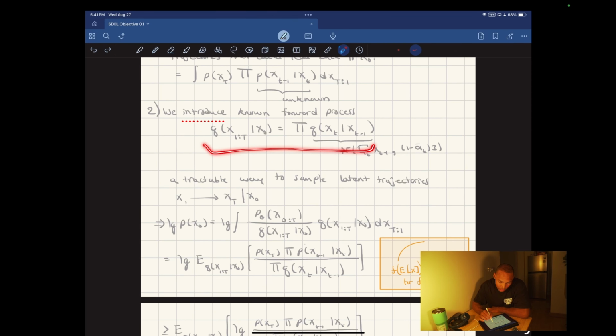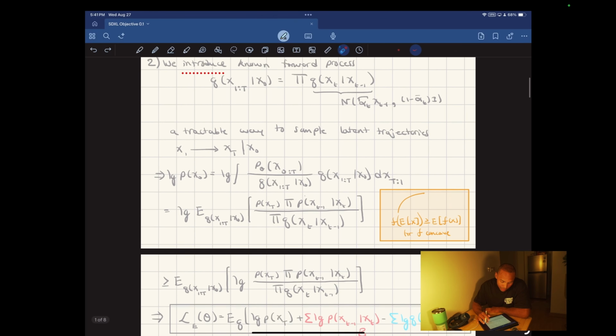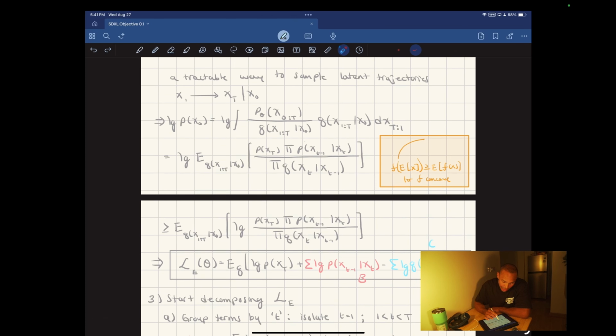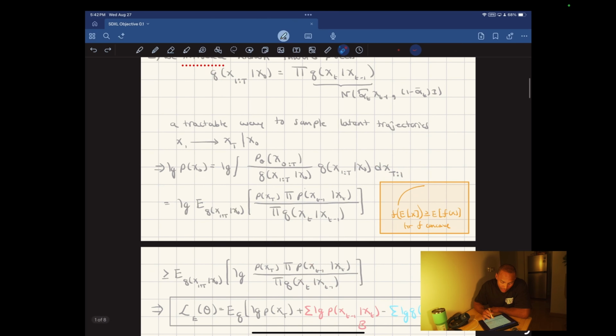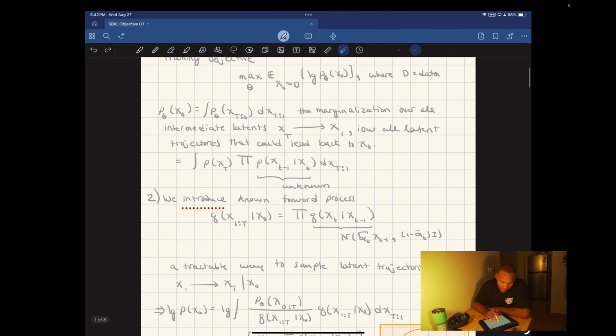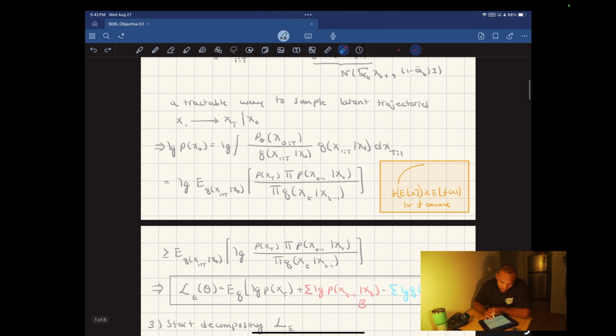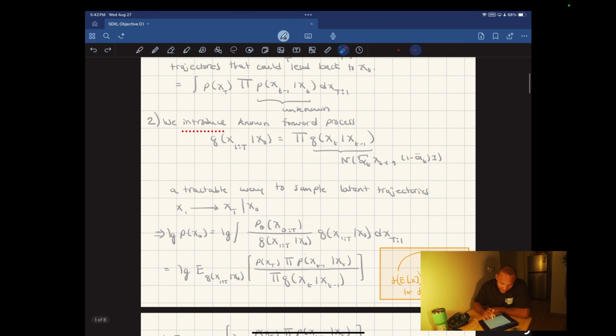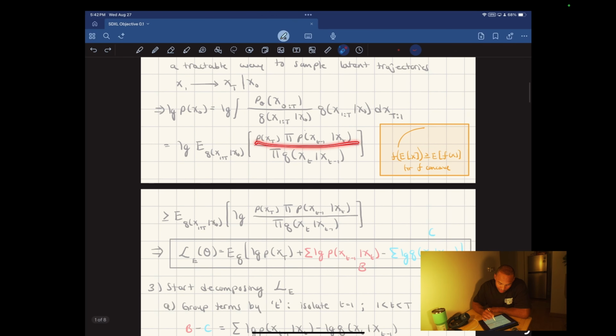So we introduced this known forward process, right? Now I'm going to rewrite this probability here, and I'm just going to introduce that known forward process as an identity, meaning I'm going to multiply and divide by it, right? And then I add the log, right? So now this marginal probability just has this product in the denominator. And then remember, we defined this as this. So now I just expand it.